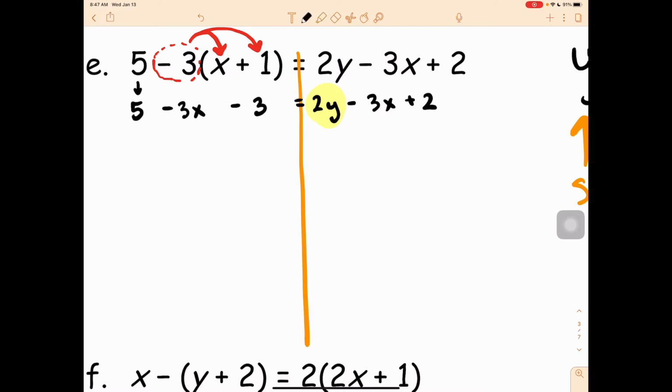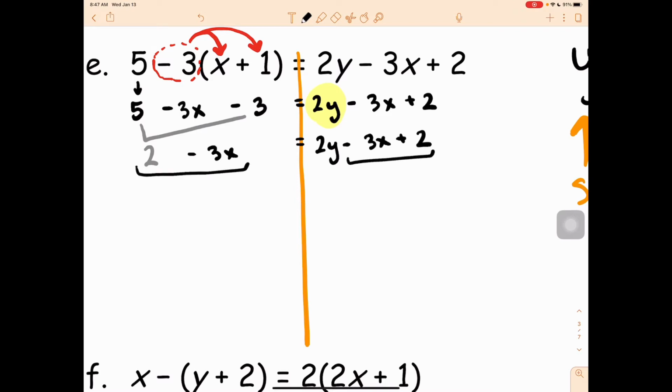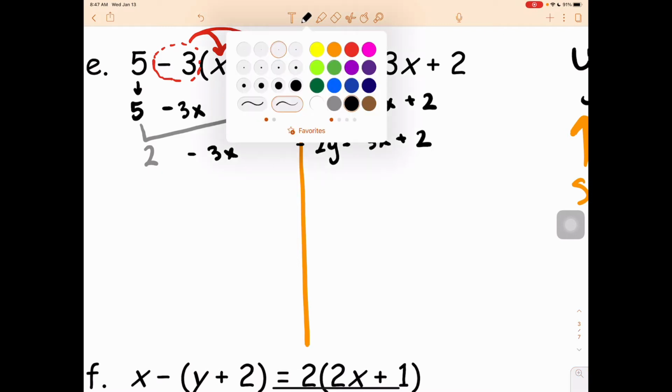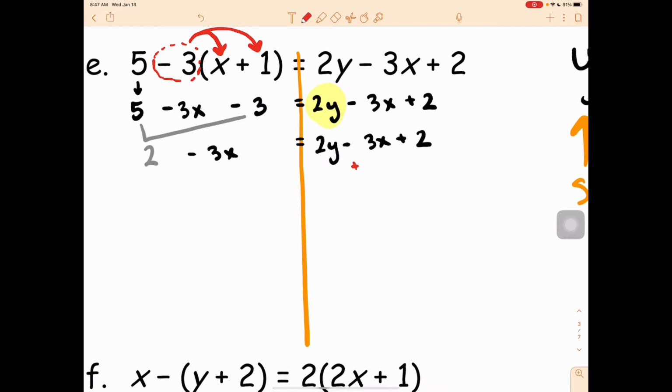Okay, so first things first, you can also combine some like terms here. 5 and -3. 5 minus 3 is 2. And then I still have my minus 3x equals 2y minus 3x plus 2. So you guys might notice that this is the exact same as this. So we're going to see what happens once we start to solve this problem. So now let's add 3x to both sides to move it away from this 2y right here.